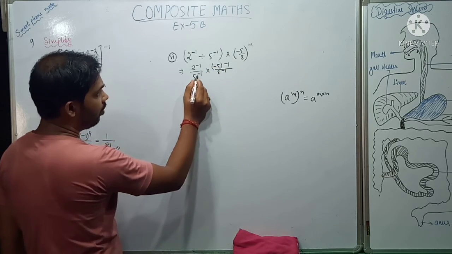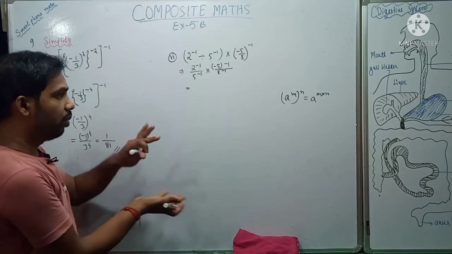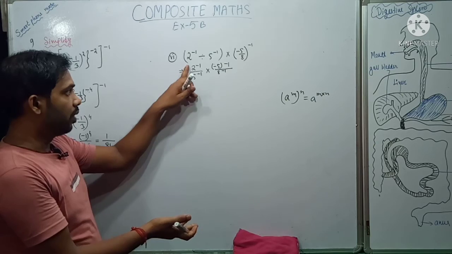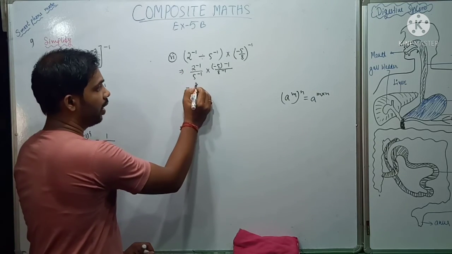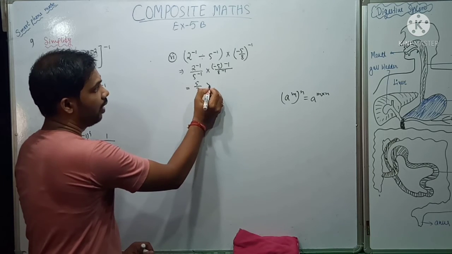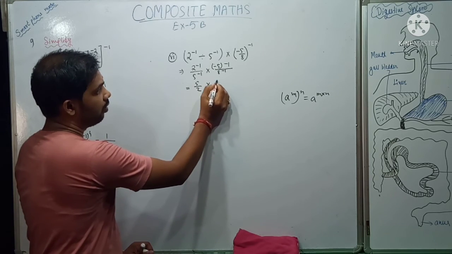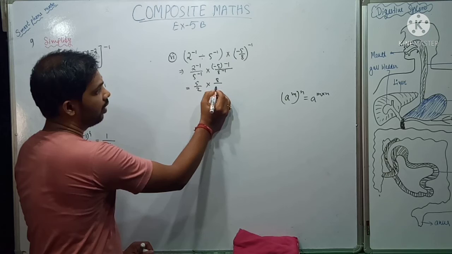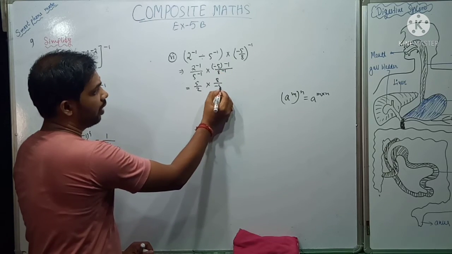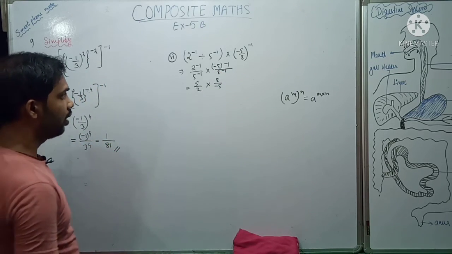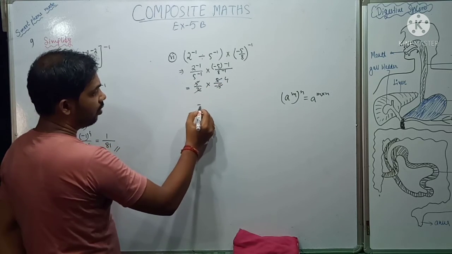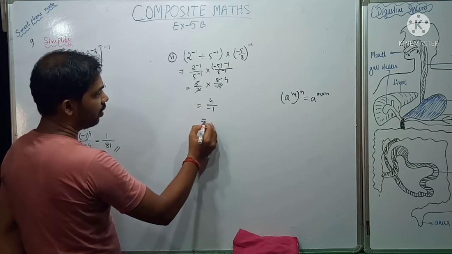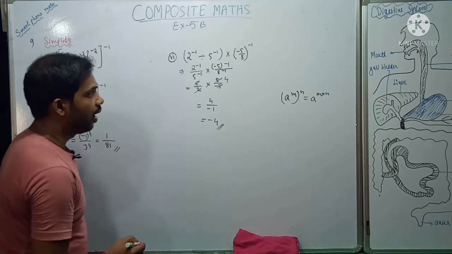Now you see, power is negative, so the number will be flipped, means the numerator will become denominator, the denominator will become numerator and the power becomes positive. So it is 5 by 2, into, here power is also negative, so it will be 8 by minus 5. Now you can cancel out, so 5 and 5 cancel out and 2 4s are 8. So it is 4 by minus 1, which is equal to minus 4. So this is our answer.